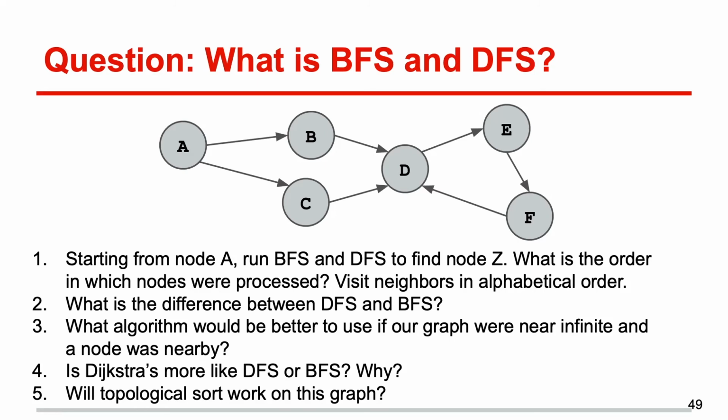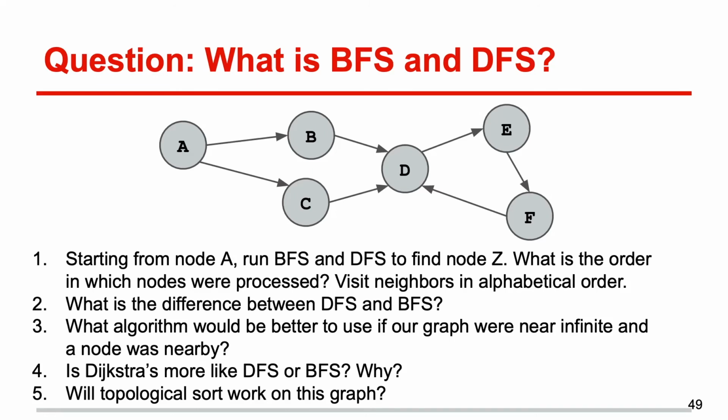What algorithm would be better to use if our graph were near infinite and a node was nearby? Yes, because if it is DFS, then you'll just go down one path to infinity, with no other way to help it. What about Dijkstra's algorithm? Is it more like DFS or BFS? And why? Yes. If you want to search for the nearest way of approaching a node, you will just level search them. That's the best way you can get.